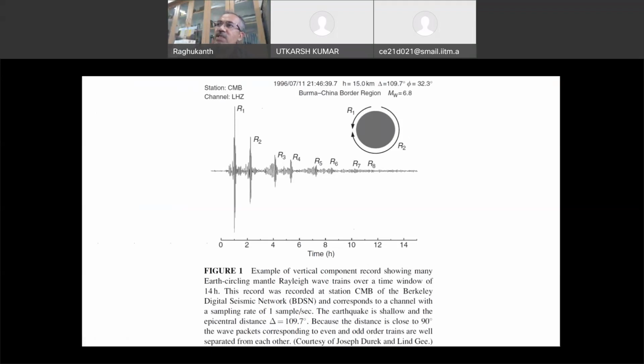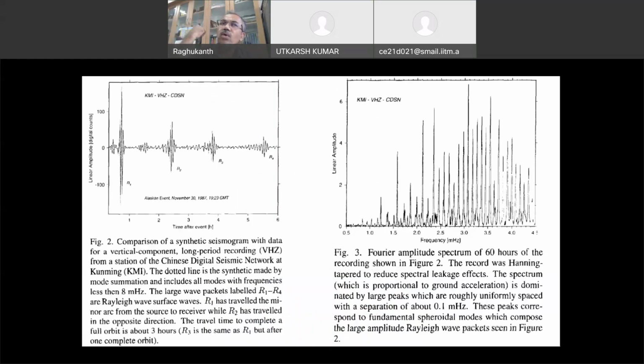Because the waves are traveling multiple times, these waves may pass through the inner core and inner material also. So using this information, like non-destructive testing, we should be able to identify what is inside the planet. This is the tradition.